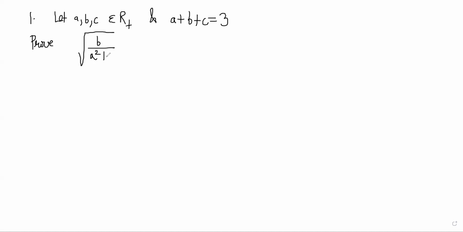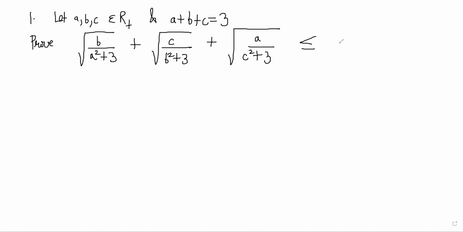So the first one that we look at is this one. Let A, B, C belong to real positive and A plus B plus C is equal to 3. We have to prove that root over B by A square plus 3 plus root over C by B square plus 3 plus root over A by C square plus 3 is less than equal to 3 by 2 fourth root of 1 by ABC.